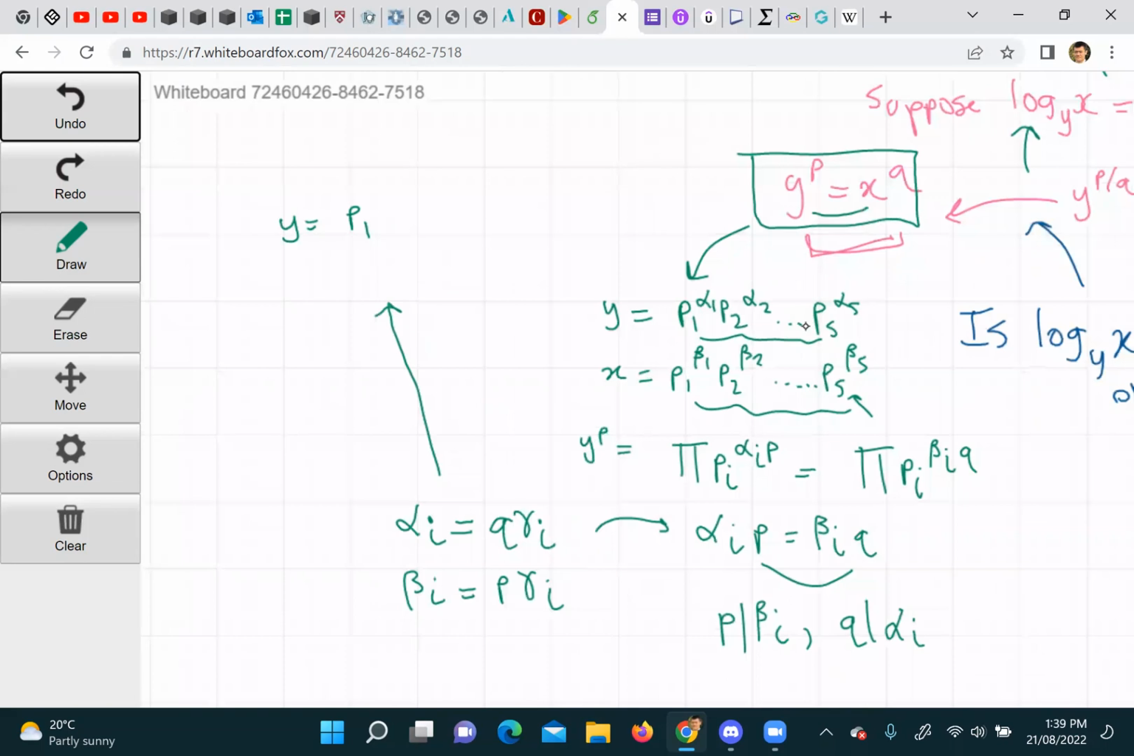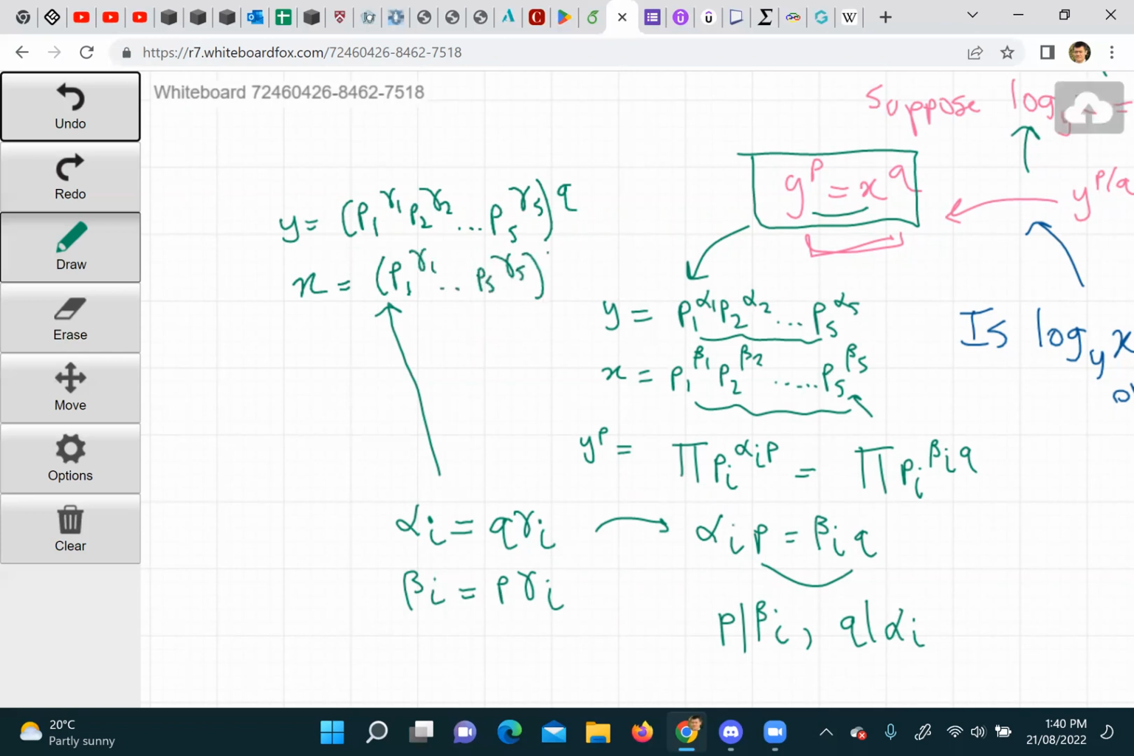So P1. You get that irrational. It's equal to the gamma i. Wow, you can approximate rationals with rationals. You'll get something like this, and then x is equal to P1 alpha 1. Irrationals are even more dense than rationals.